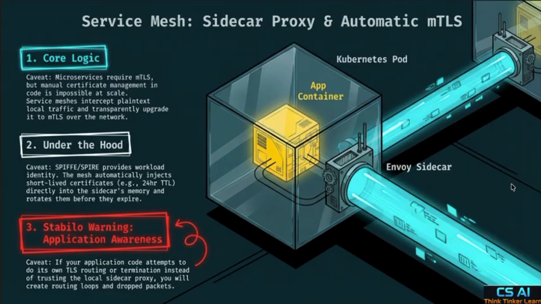A warning for developers: don't try to be clever in your code. If your application attempts to do its own TLS termination instead of trusting the local sidecar proxy, you'll create routing loops and drop packets. Let the mesh handle the plumbing.